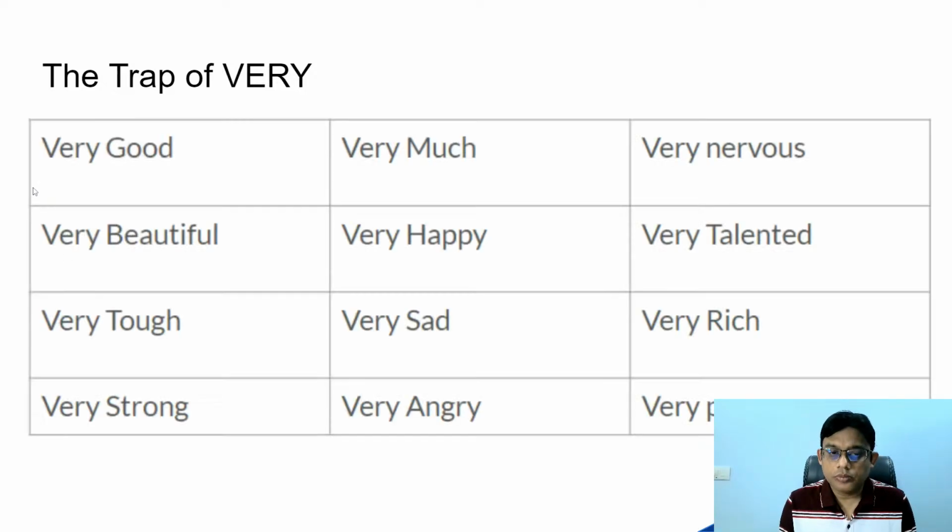Now, let's look at it. So these are some common words that we use quite often. For example, very good. So many times we make sentences with "very". I'm very happy today. She is very sad today. He is very nervous today. He is very talented, very rich, very poor. Nothing wrong in using "very".